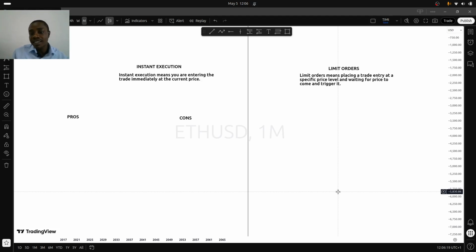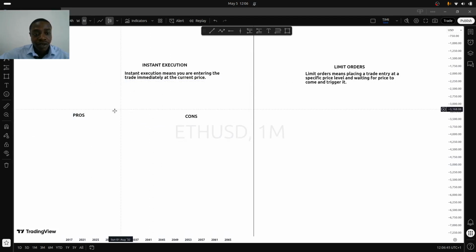While on the other hand, when we talk about limit orders, this means that we are placing an order at a specific price level and waiting for price to come and activate that order. All of this has its pros and cons, so do well to stay to the end of the video, as we are going to be unraveling some of these things. So let's jump into the pros and cons of instant execution.